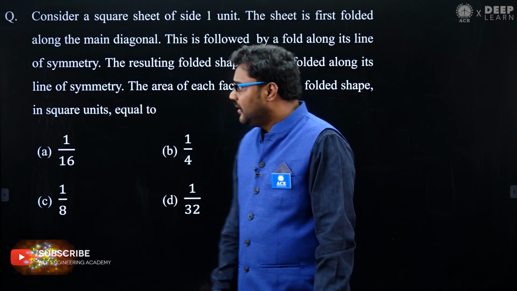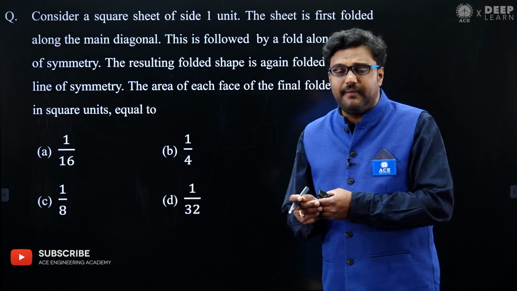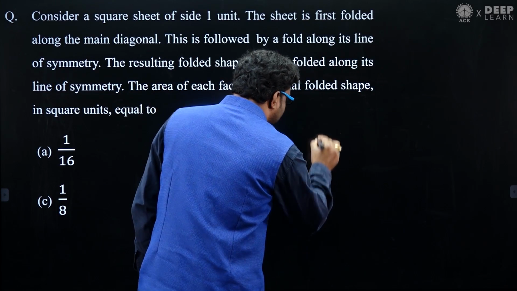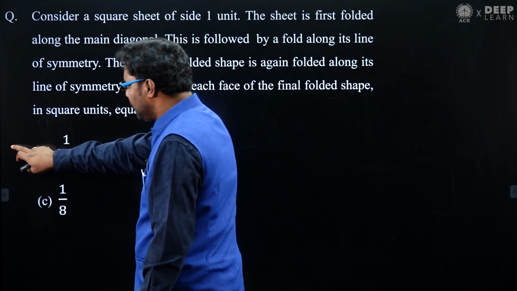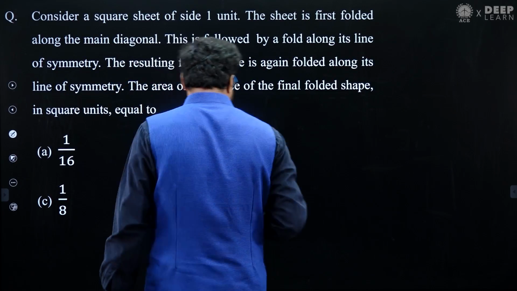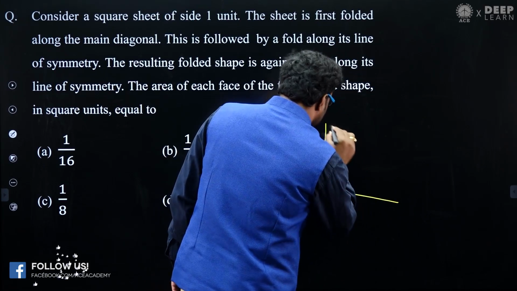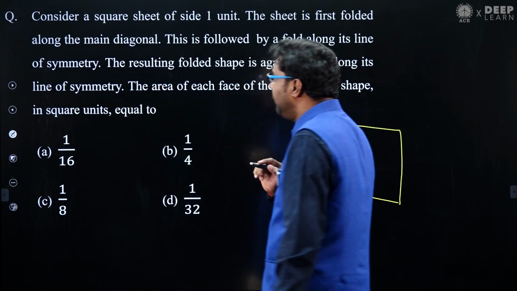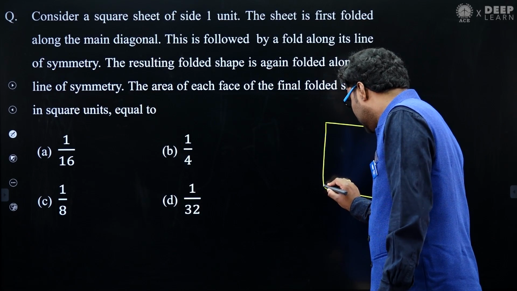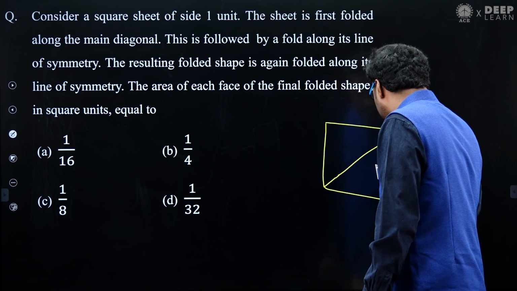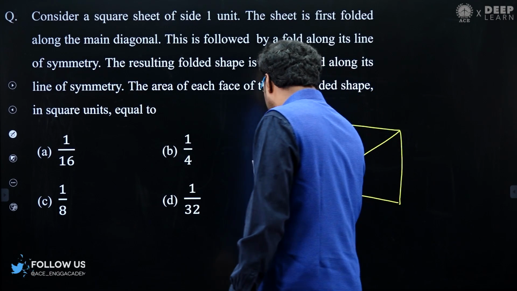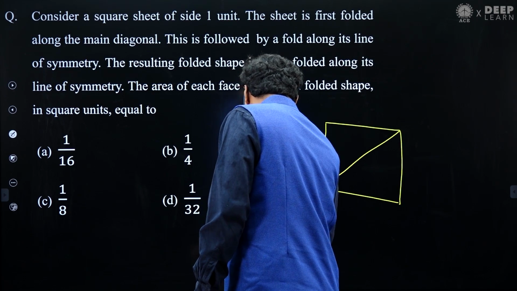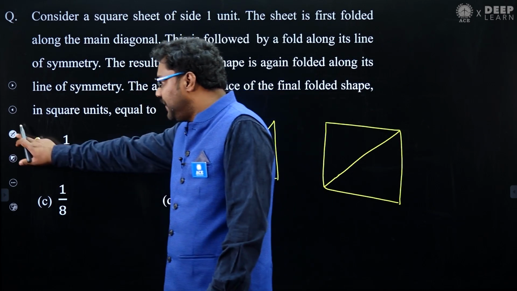Here, if you see this question, my dear friends, you have a square sheet of side 1 unit. You have to fold it. First you have to fold it along the main diagonal. When you fold it along the main diagonal, the area will be half. You just see the area become half. When you fold it first, the area is half of the previous.